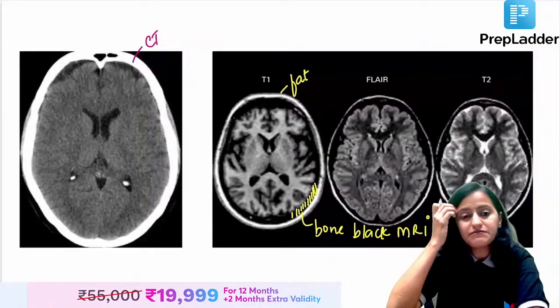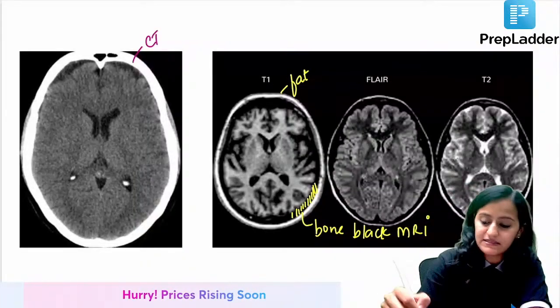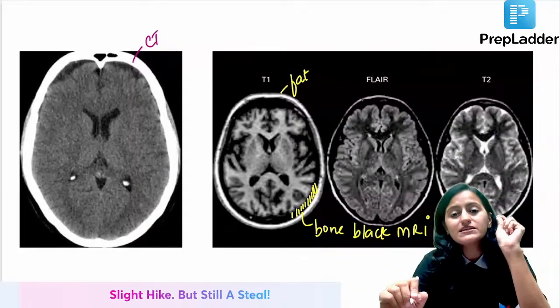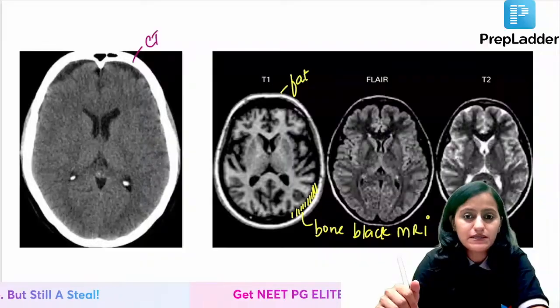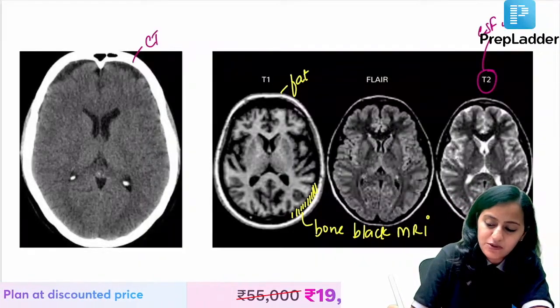Now, how do you identify the MRI sequences? Very, very important, right? We have discussed in our videos as well. First thing is you look at the water. If the water is white, it is T2. What is the water in the brain? CSF. So remember, in T2 the CSF water is going to be white.